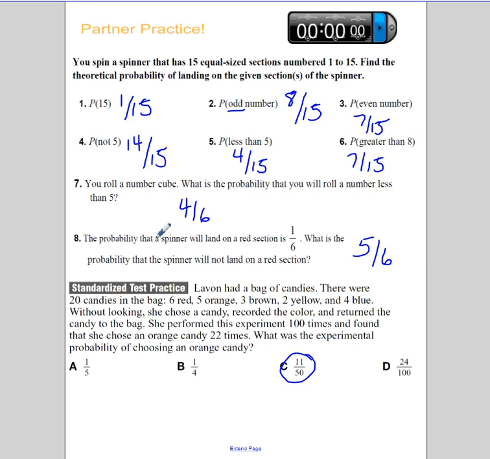Number 8, the probability that a spinner will land on a red section is 1 out of 6. What's the probability that the spinner will not land on a red section? So that's anything else other than the red. Well, if 1 out of 6 is red, the other 5 out of 6 is not red.